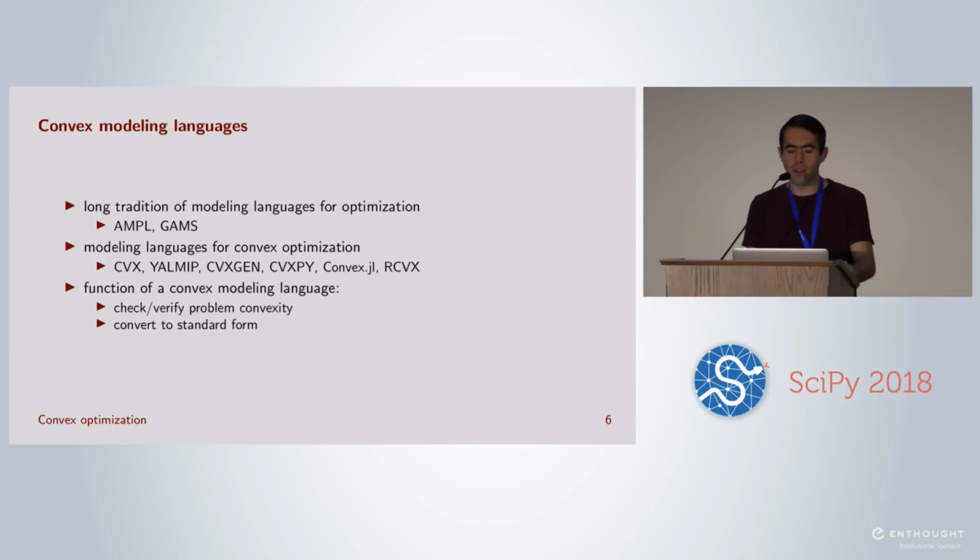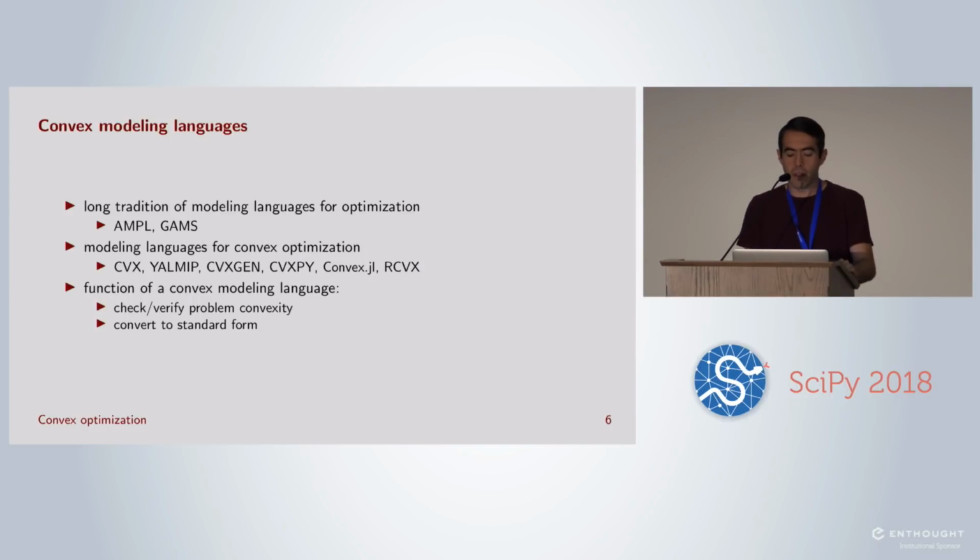Just like a compiler has optimization decisions it makes. So this comes from a long tradition of modeling language. There's a long tradition of these modeling languages, going back to things like AMPL and GAMS in the 80s. More recently, there's been a number focused on convex optimization in particular. CVX is a big one in MATLAB, and that was the inspiration for CVXPY. They're sort of very similar, especially on the surface.